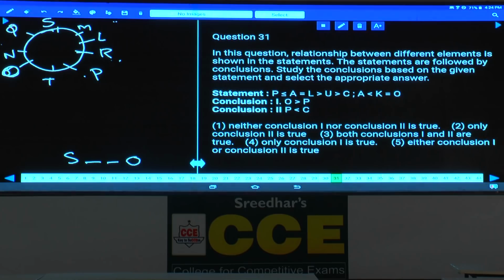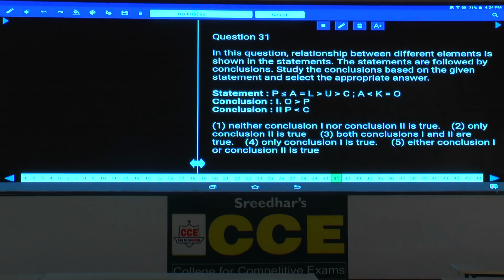Now in question numbers 31 to 35, the relation between O and P. What is the relation between O and P? P is in the first statement, O is in the second statement. What is the letter which is common? A is common. P lesser than or equals to A lesser than O. P lesser than O, or O greater than P, is definitely true, isn't it?